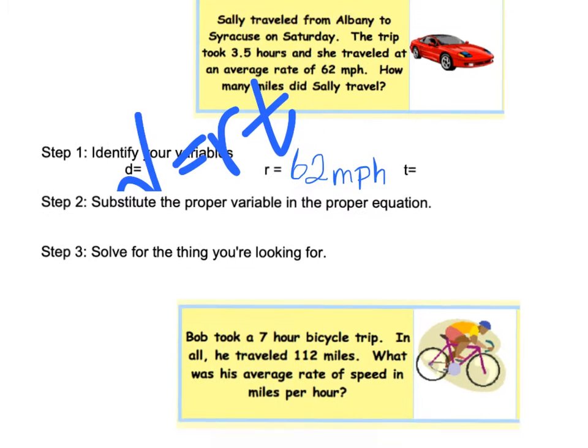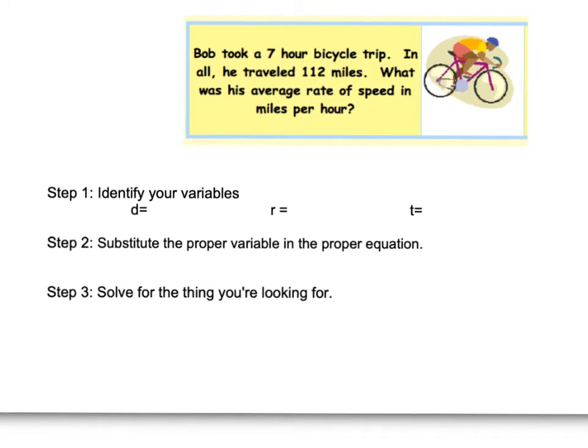Alright, let's try another one. Bob took a 7-hour bicycle trip. In all, he traveled 112 miles. What was his average rate of speed in miles per hour? Take a couple seconds actually and do step 1. Fill in the variables where they belong. The time was 7 hours and he traveled 112 miles. So that's your distance. In this case you're looking for your rate of speed. So that's your question mark.